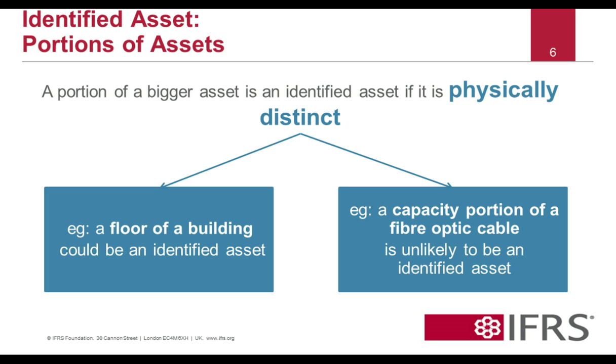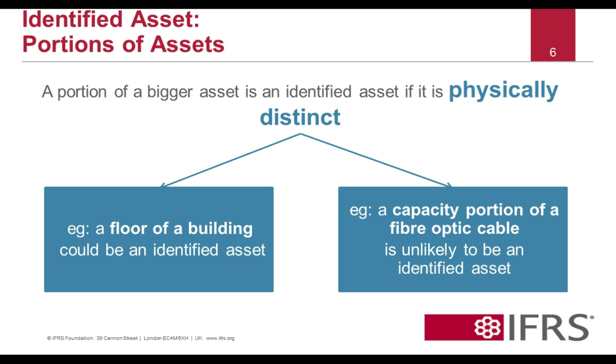An example of where the portions of assets requirements might come into play is something like a capacity portion of a fiber optic cable, where a customer has the right to a particular level of output from that cable, but other customers or the supplier are also getting use out of it. In that case, because the portion is not physically distinct, there generally wouldn't be an identified asset. However, as always, it is important to consider all elements of the contract. For example, if the customer's portion was in fact substantially all of the capacity of the cable, a different conclusion might be reached here.